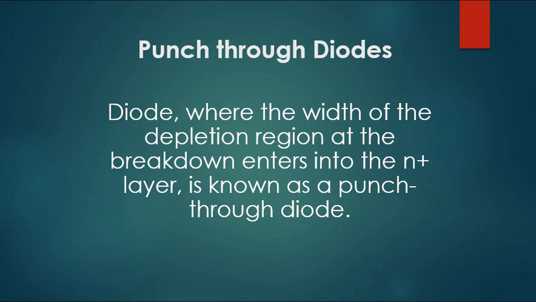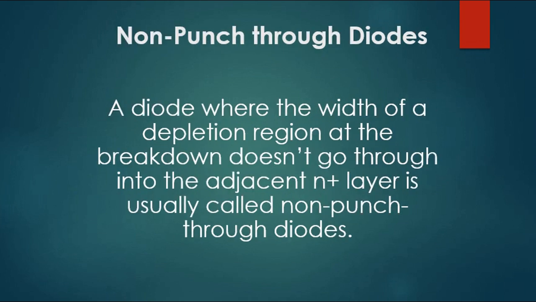It has to come inside, because where the width of the depletion region at breakdown enters into the N type layer is known as a punch through diode. A non-punch-through diode is a diode where the width of the depletion region at the breakdown doesn't go through into the adjacent.